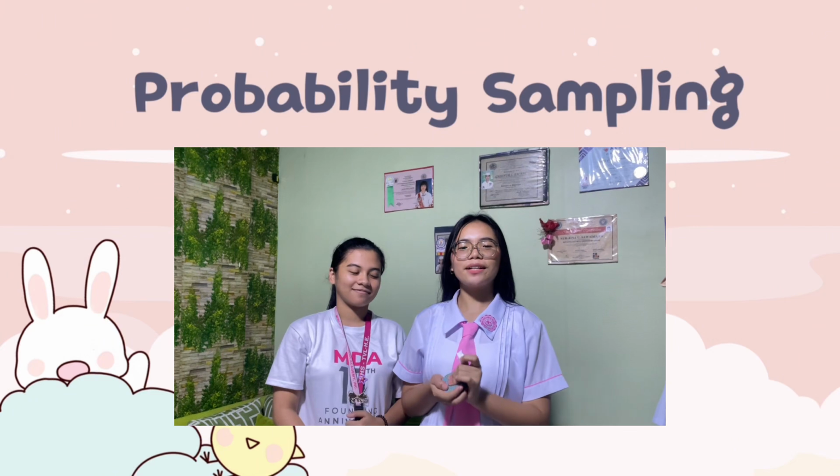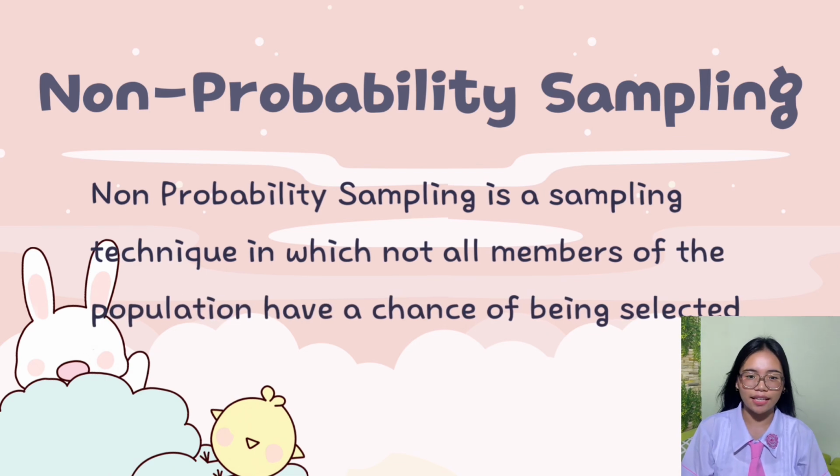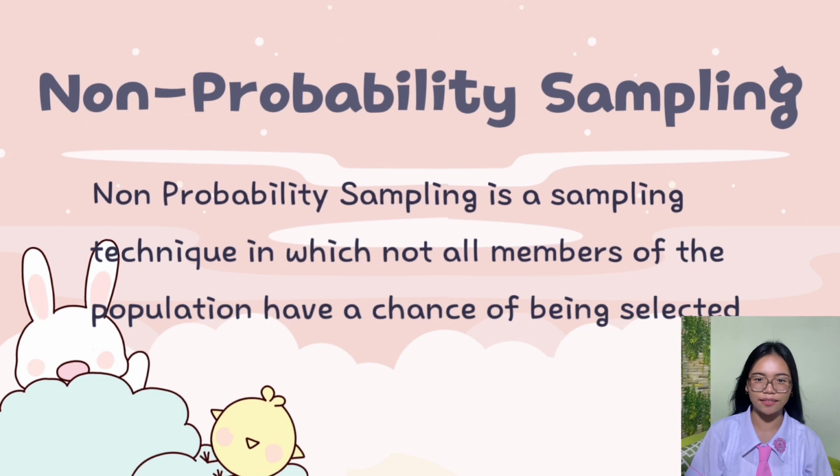And that's the probability sampling. Now we proceed to the non-probability sampling. Non-probability sampling is a sampling technique in which not all members of the population have a chance of being selected.